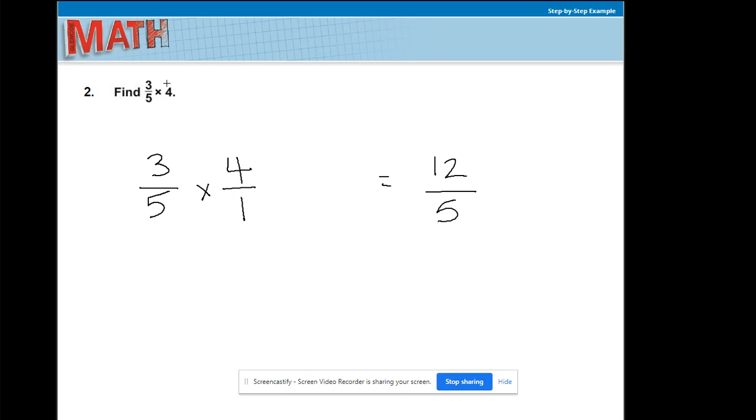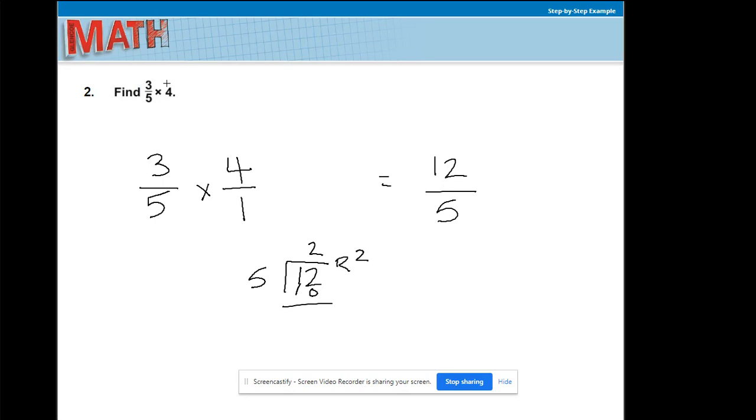So now, since we have it in this form, this is called an improper fraction. An improper fraction is when you have a bigger number on top than the bottom. And to figure out how to make it into a mixed number, which is going to be a whole number, and then a small number on top and a small number on the bottom, what we're going to do is 12 divided by 5, which is going to get us 2, with remainder 2.